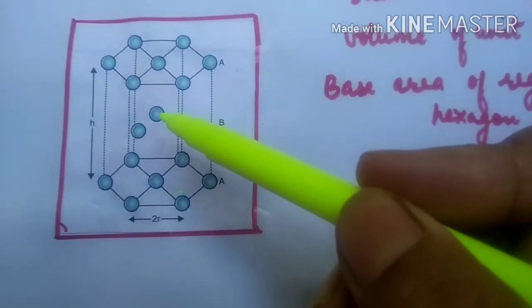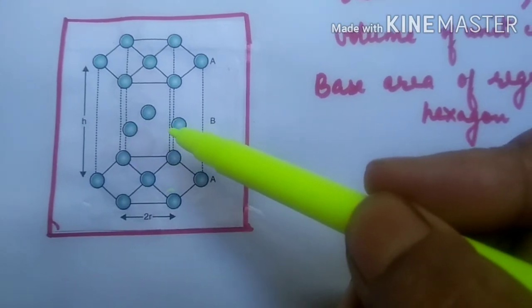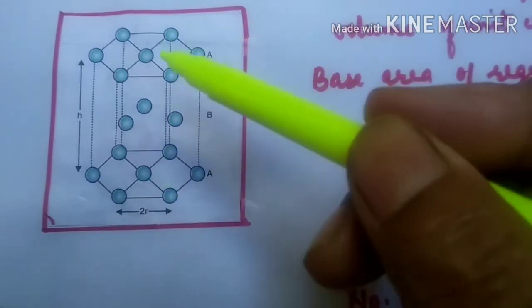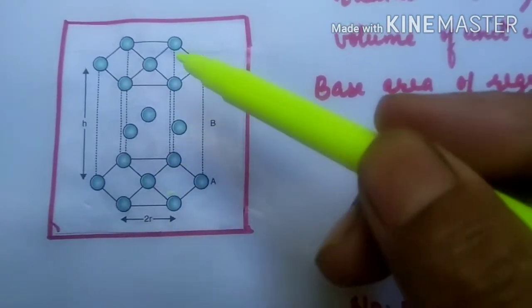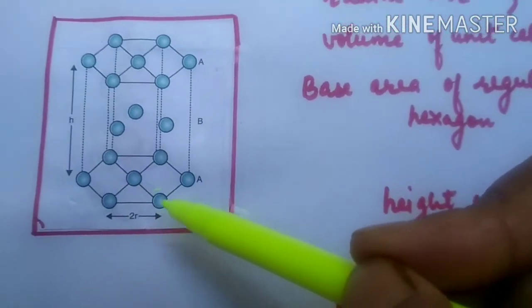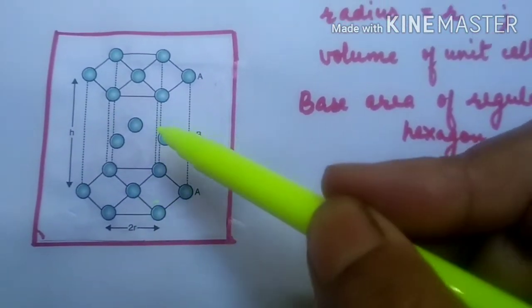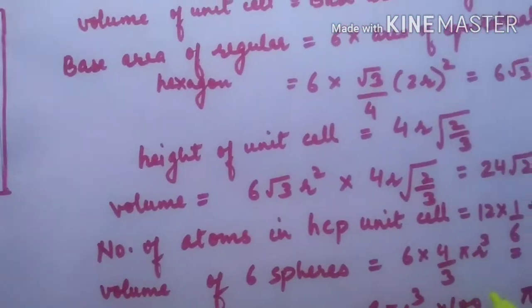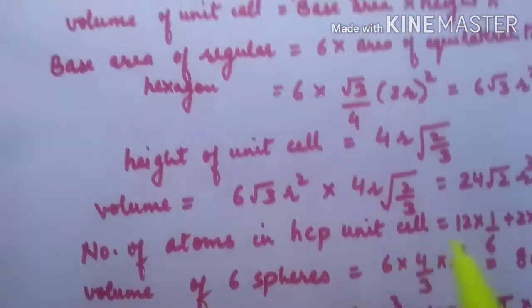These are giving a total contribution of 1 each. So 2 plus 3, 5, and 2 in the face centers, each giving contribution 1 by 2. So 2 into 1 by 2 is 1. So this is 2 plus 3 plus 1. Total number of atoms per unit cell is 6.